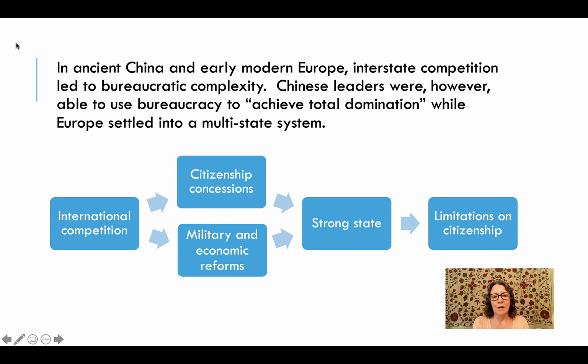The way I drew this was starting with a variable for international competition, which then led to a combination of citizenship concessions and military and economic reforms in both Europe and China. These then led to a strong state, which in China led to limitations on citizenship. Again, this is just something I drew myself. That is a first draft. It's not something that Hui gave us. But if you can break down an argument into some sort of linear graph, it's going to help you identify variables and understand what evidence you really need to look for in the argument itself.